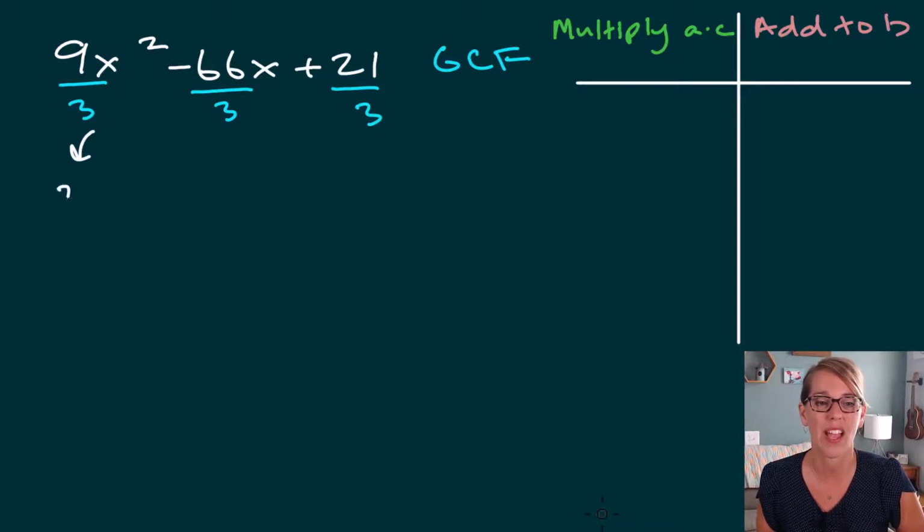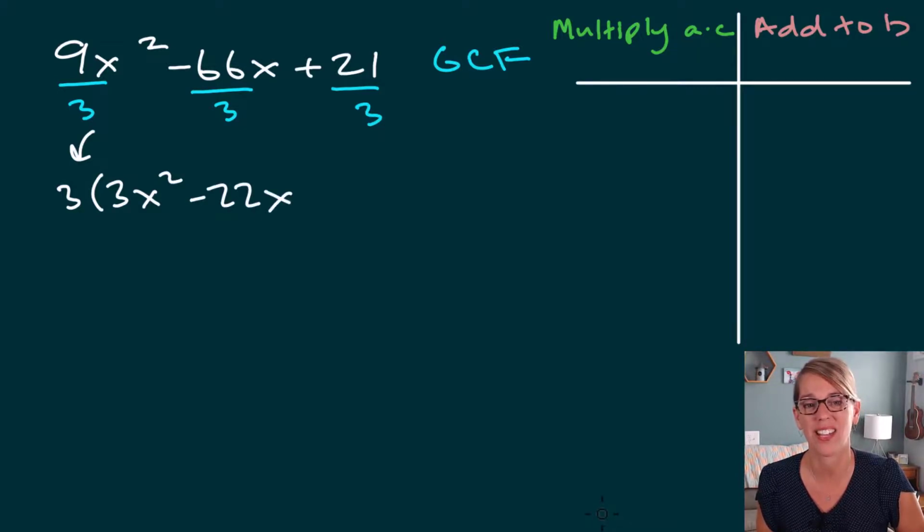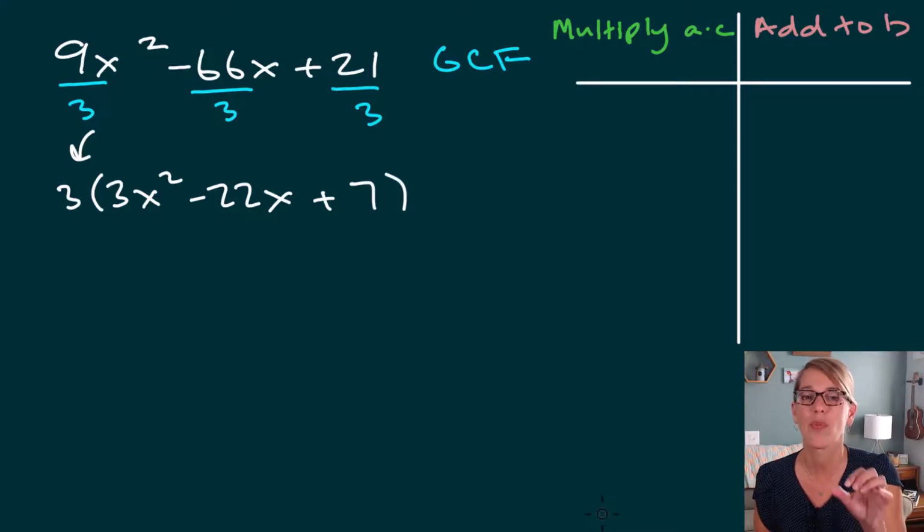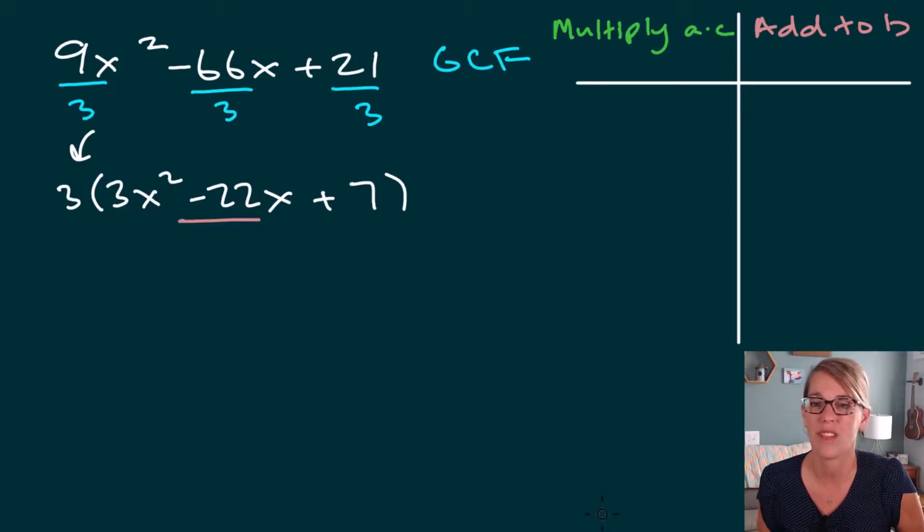So let's go ahead and bring that 3 out in front. That leaves me with 9 divided by 3, or 3x squared. 66 divided by 3 is negative 22x, and then 21 divided by 3 is 7. I'm going to be working with what's inside the parentheses as I move on to that next step. I've got a middle coefficient of negative 22, and my new outer coefficients are a 3 and a 7. So I want 3 times 7, which is equal to positive 21.